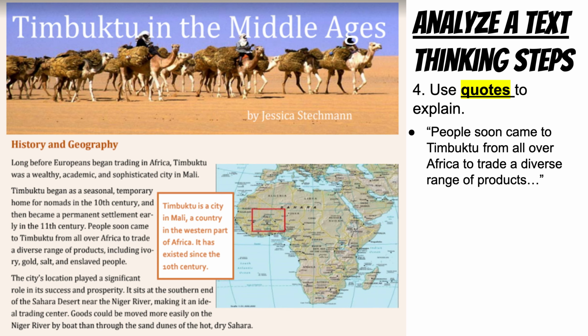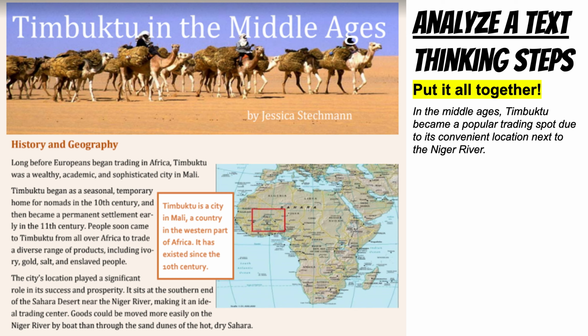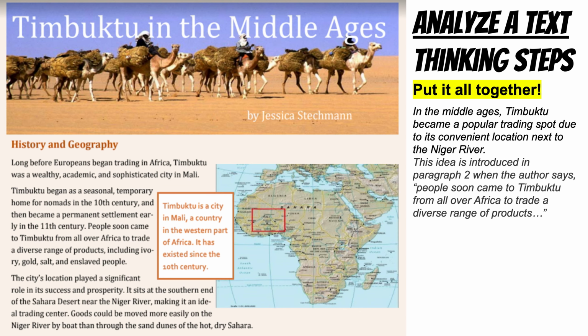Finally, we put it all together. This is what your exit ticket should look like today. Start by stating your central idea. Then include a quote and the location where you found that quote. You might say something like, "This idea is introduced in paragraph 2 when the author says." Finally, you want to include a second quote that shows how the author further develops this idea. You might say something like, "This idea is further developed in paragraph 3 when the author discusses."